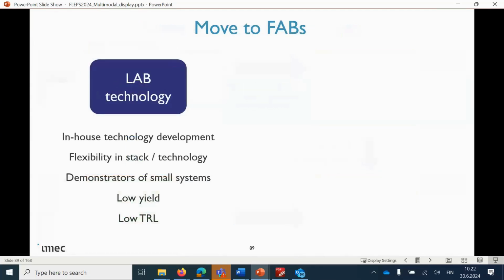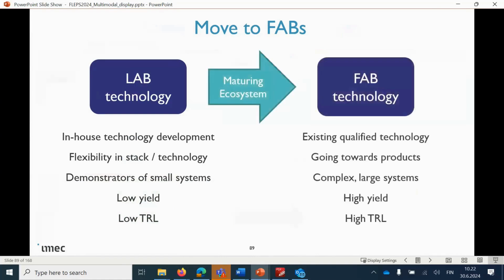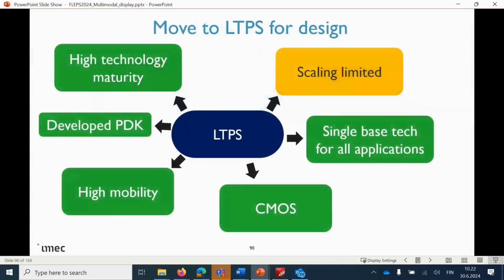We have been using lab technology until now. We are moving to fab technology. The reasons are a bit obvious. With this technology, especially LTPS, you can get a mature technology, a developed PDK that we have inside IMEC through many runs now, higher mobility and CMOS.